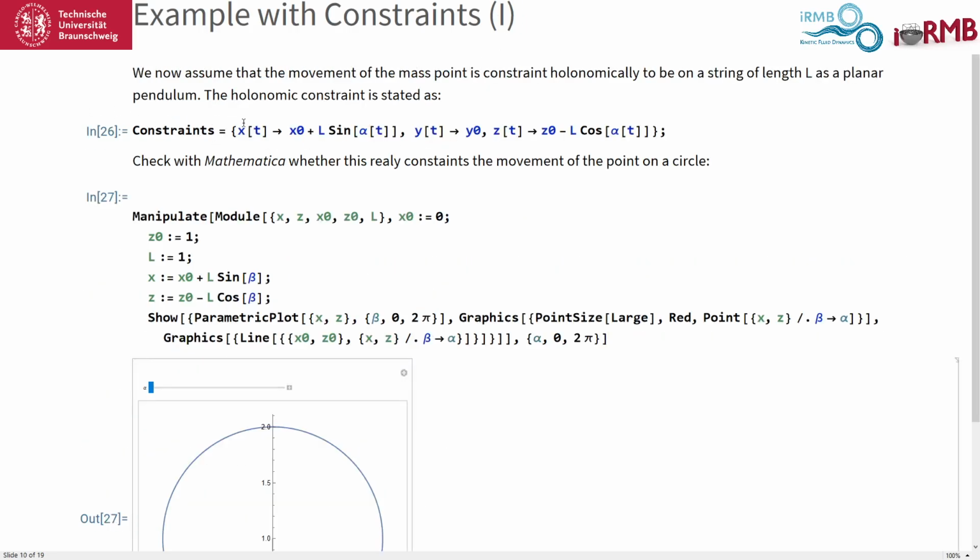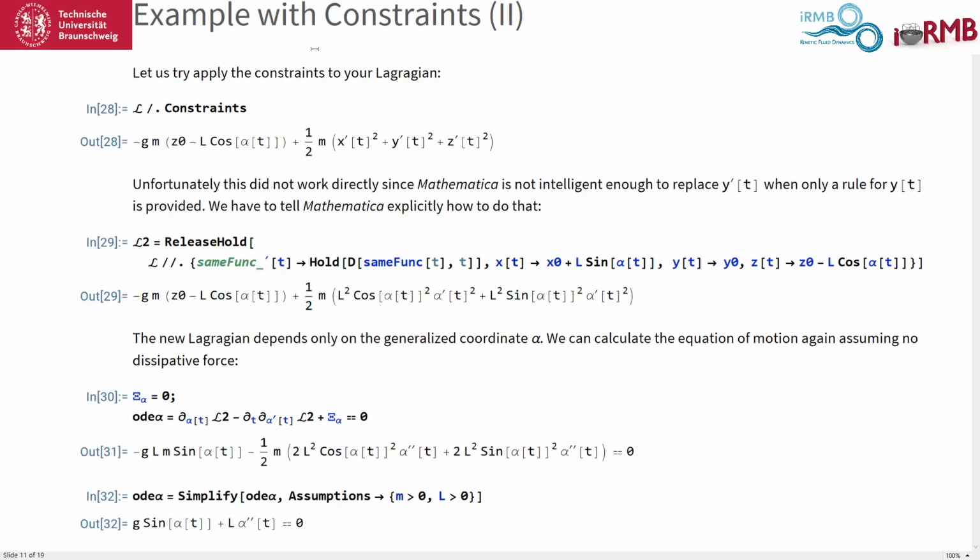So I made a list of constraints. I'll take these as replacements. I take the Lagrangian and simply substitute the constraints. And what we see is that z is substituted, but x dash, so the derivative, the velocity, is not substituted.